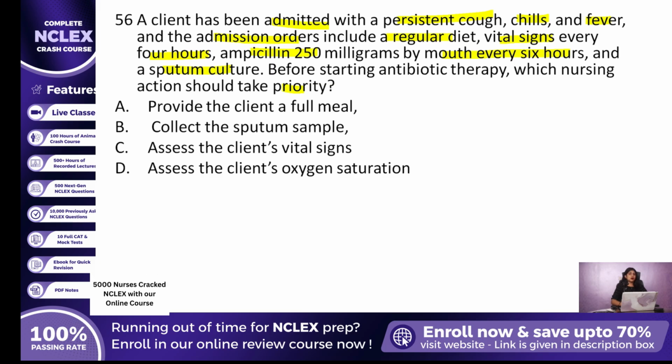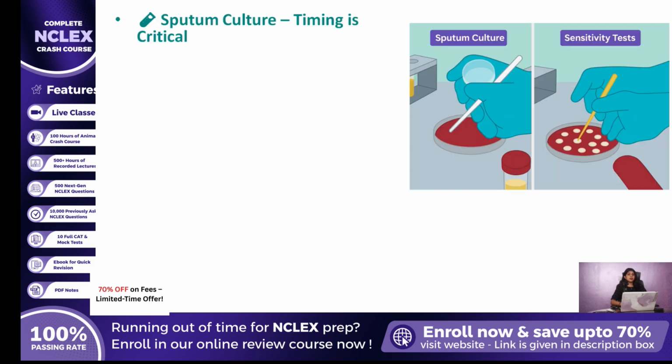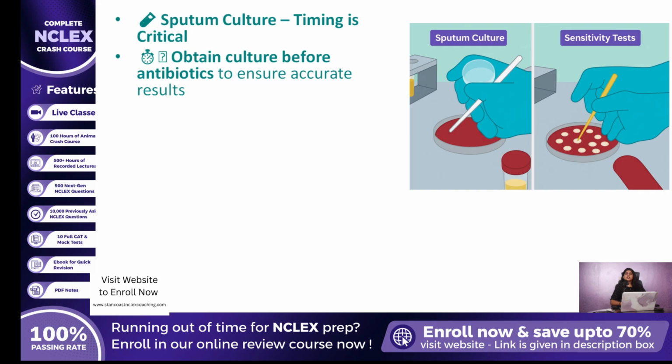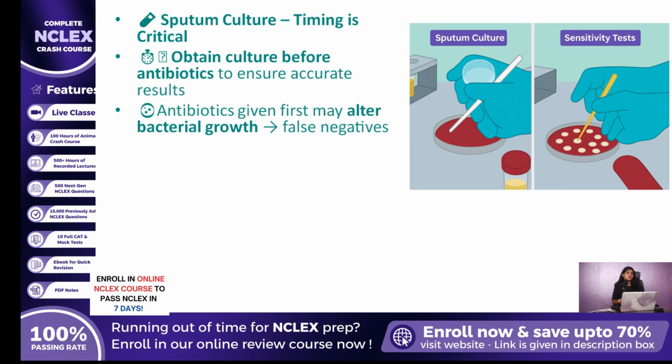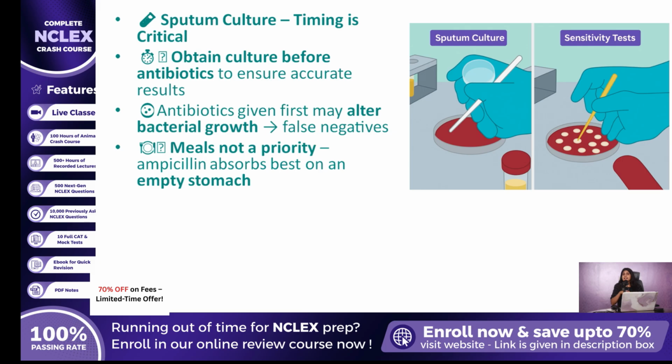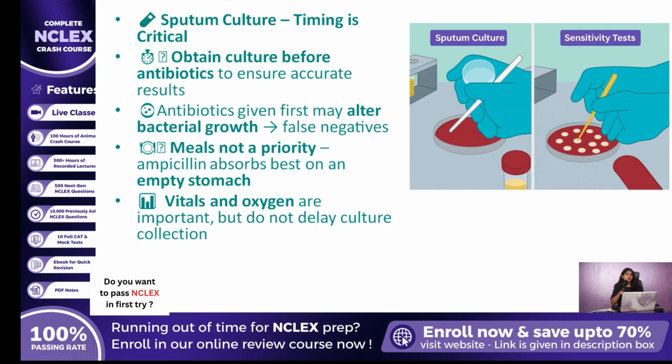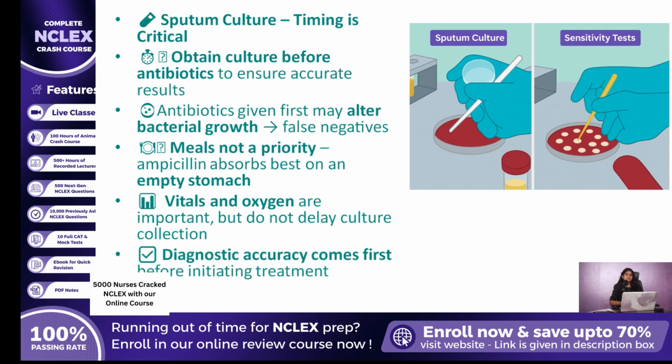The correct answer is option B. Collect the sputum sample. Here's the rationale. The sputum culture must be obtained before starting antibiotic therapy to avoid compromising the accuracy of the culture results. If antibiotics are administered beforehand, they can suppress or alter the growth of bacteria, potentially leading to a false negative or incorrect diagnosis. Providing a meal is not a priority here, especially because ampicillin is best absorbed on an empty stomach. Checking vital signs and oxygen saturation are essential for overall monitoring, but they do not take precedence over obtaining a diagnostic culture before treatment begins.